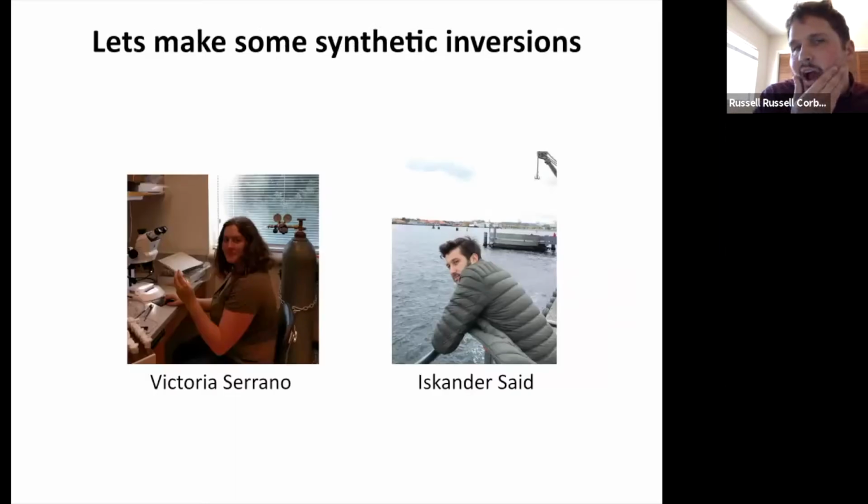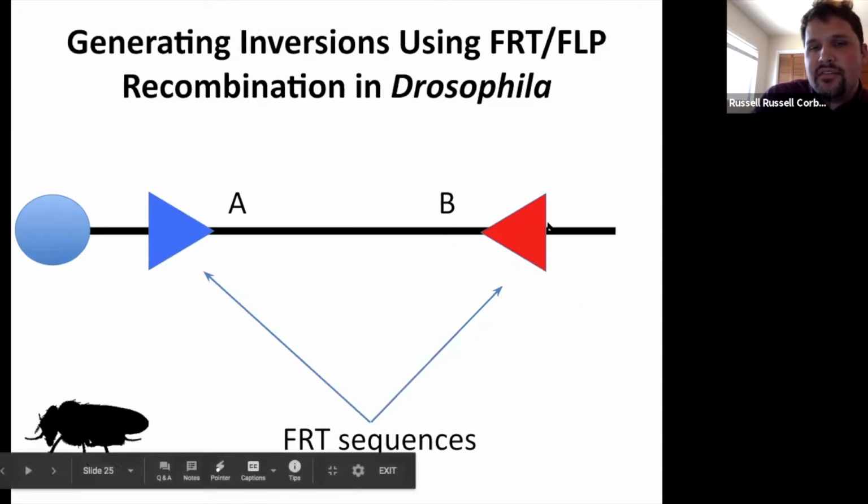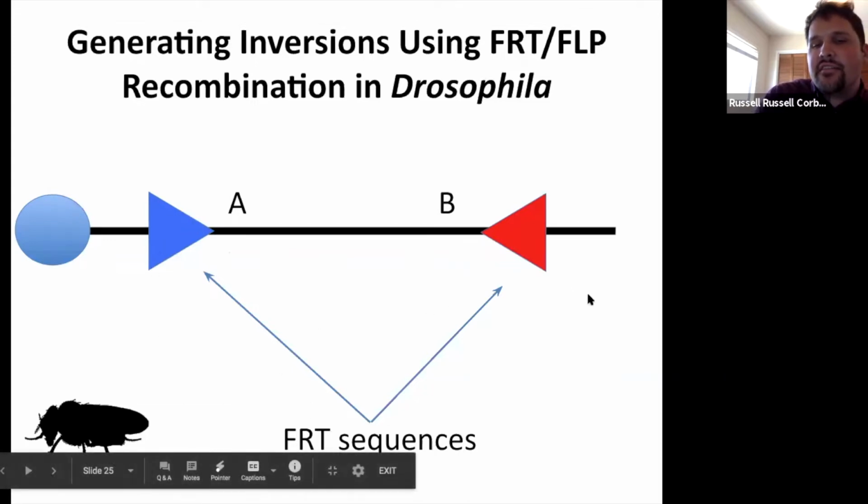And before I get into how we went about doing this, I'll just thank the people that actually did it. These are Victoria Serrano and Iskander Saeed. And what they did was they used an old genetic approach that was engineered in Drosophila back in the early 1980s by a guy named Kent Golic. There was a system that had been discovered in yeast called the FRT-FLP recombinase system. And the way this works is you have these sequences here and here on a chromosome. And they're called FRT sequences, which stands for flippase recognition target sequences.